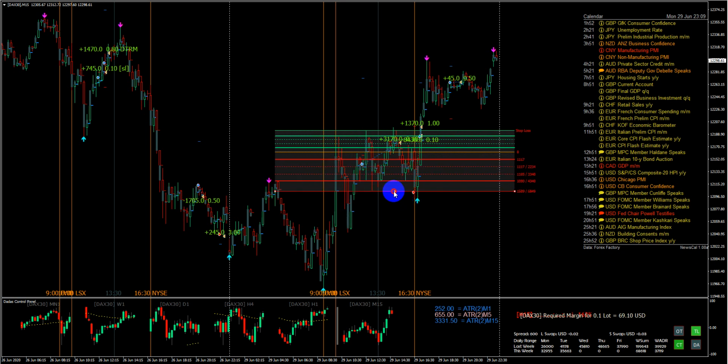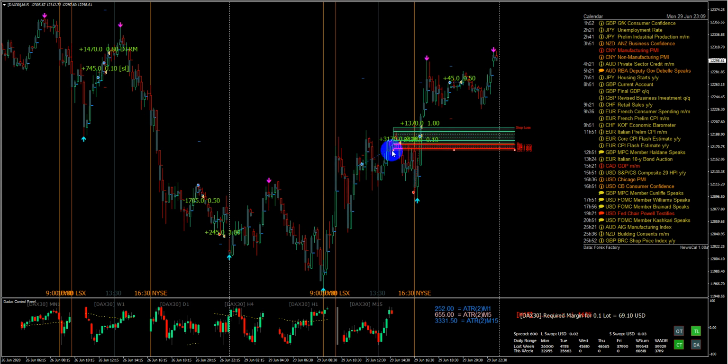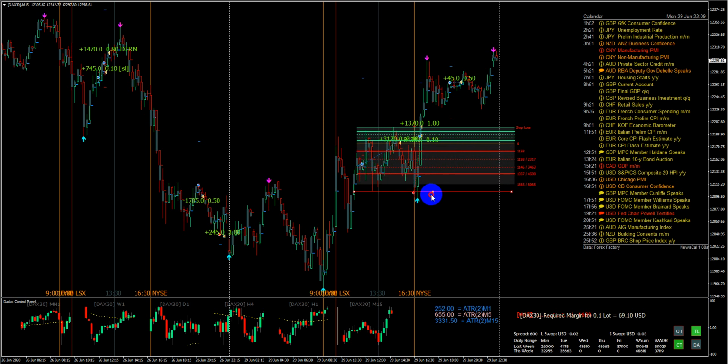Even this wasn't actually correct, because basically this would have to be the one, because this was a new high. So this new high, yeah, without a pullback.